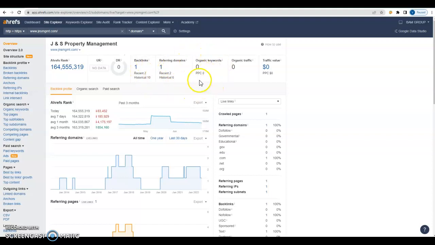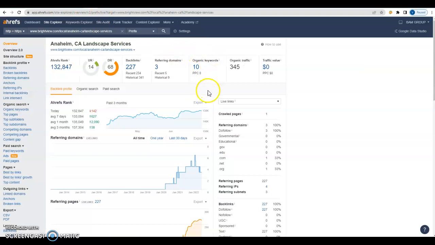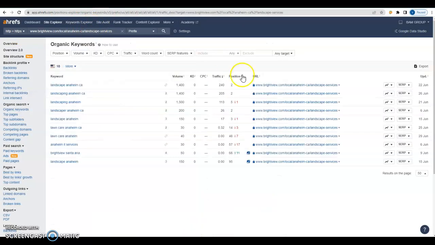Now, in terms of organic keywords, you are not being found for any organic keyword. If I have a look at Brightview, these guys are being found for 10 organic keywords, only for Anaheim. Let me repeat that because that's really important. And if I come here to this view, I have here the keywords. The search volume is the number of times someone is searching for this particular keyword. And the position is in which position this Brightview website is appearing in the Google organic search for that particular keyword.